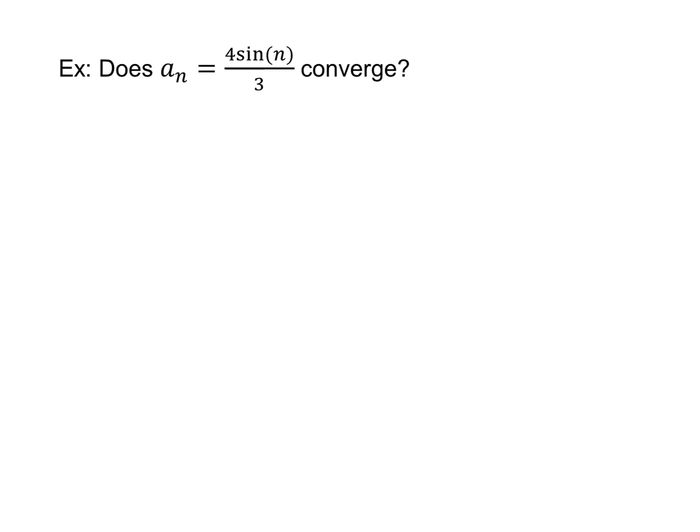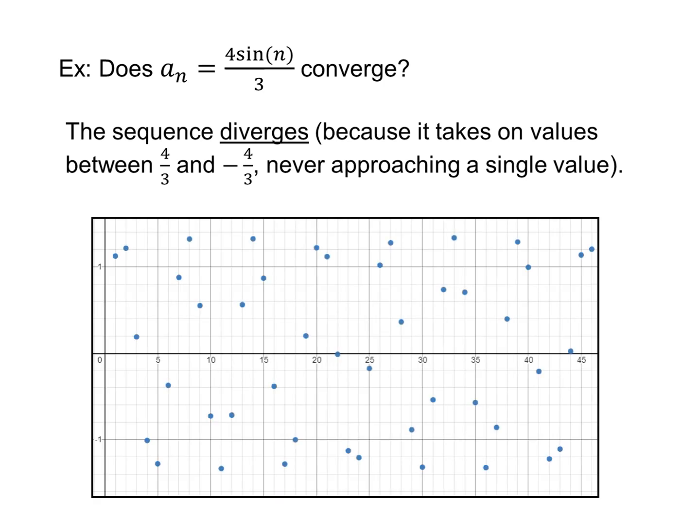For sine of n over 3, you have to think of what happens with sine of n. It bounces around, gives you numbers between -1 and +1. And so this sequence diverges. And you can see that pretty clearly, that as n gets bigger, the terms are just completely random between -4/3 and +4/3.